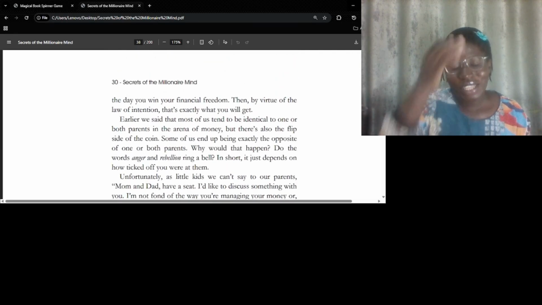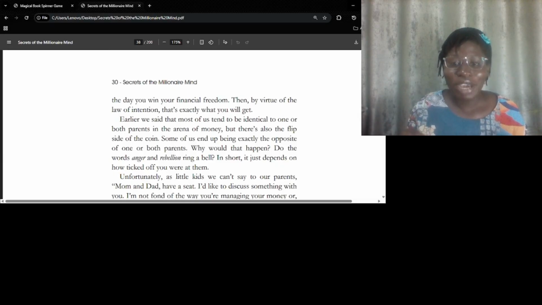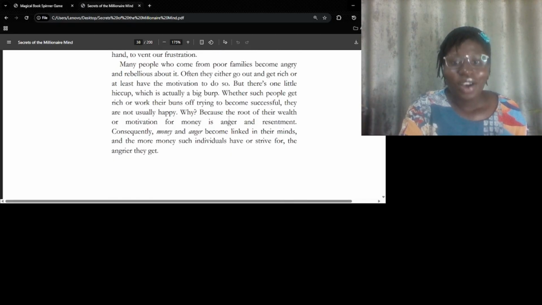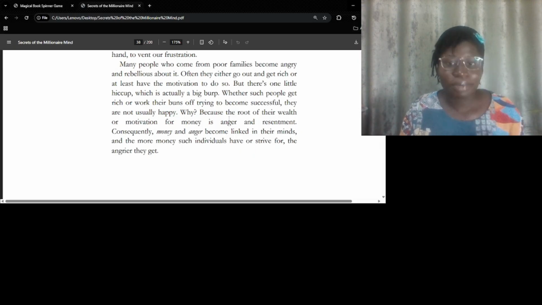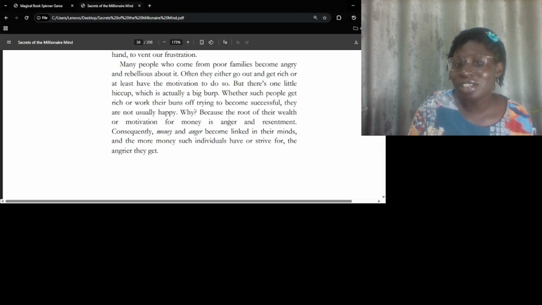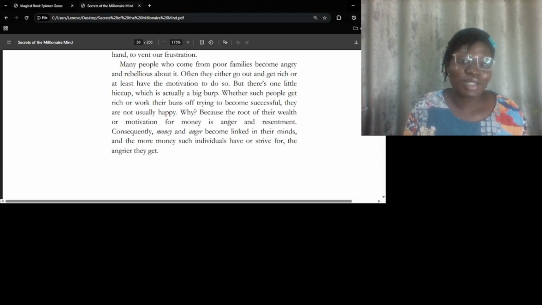Wow. All right. What has really caught my mind so much is this last part. Many people who come from poor families become angry and rebellious about it. Often they either go out and get rich, or at least have the motivation to do so. But there is one little hiccup, which is actually a big bug. Whether such people get rich or work their butts off trying to become successful, they are not usually happy. Why? Because the root of their wealth or motivation for money is anger and resentment. So this speaks so much.